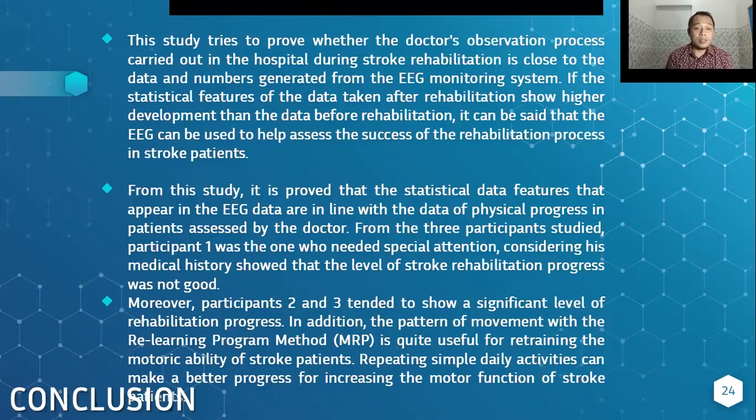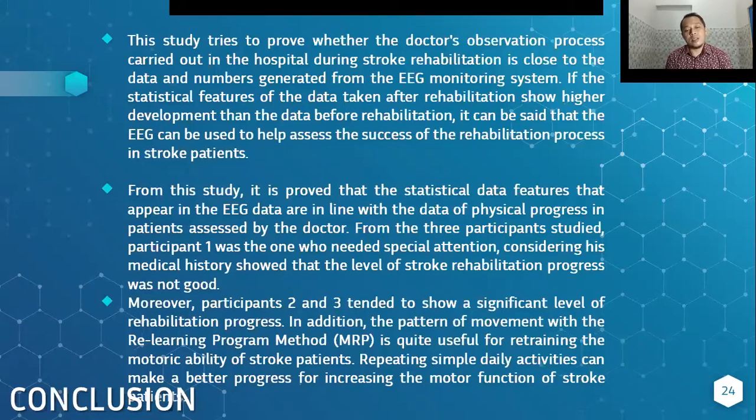From this study, it is proven that the statistical data features that appear in EEG data are in line with the data of physical progress in patients assessed by the doctor. From the 3 participants studied, participant 1 was the one who needed special attention, considering his medical history showed that the level of stroke rehabilitation progress was not good. Moreover, participants 2 and 3 tend to show a significant level of rehabilitation progress.